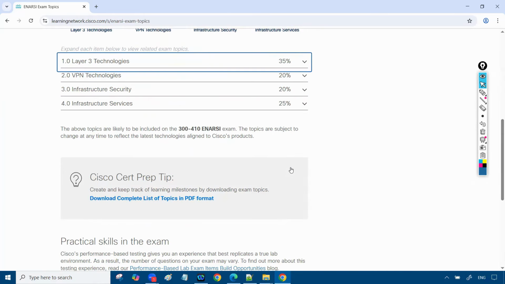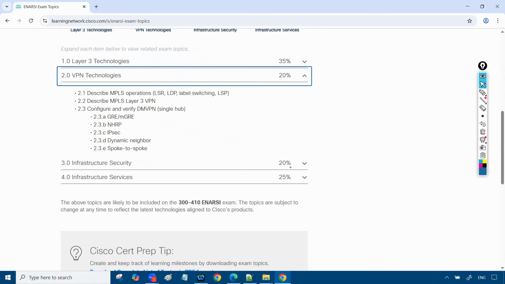This VPN technology has a 20% that's going to contain the MPLS L3 VPN. Now, here you need to understand one thing. The MPLS L3 VPN, we have just a described operation right now, like how the LSR works, how the LDP is working, how the LSP is working, how the label switching is working. Describe the MPLS L3 VPN like a RD, RT concept, how the layer 3 VPN is working, what is the difference between the peer-to-peer model and overlay model.